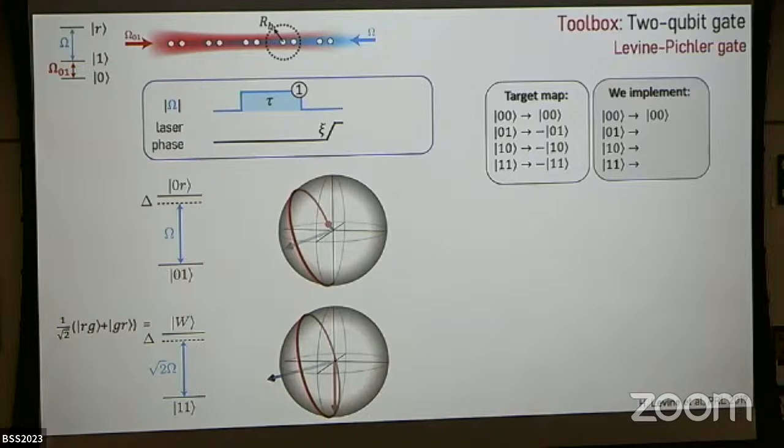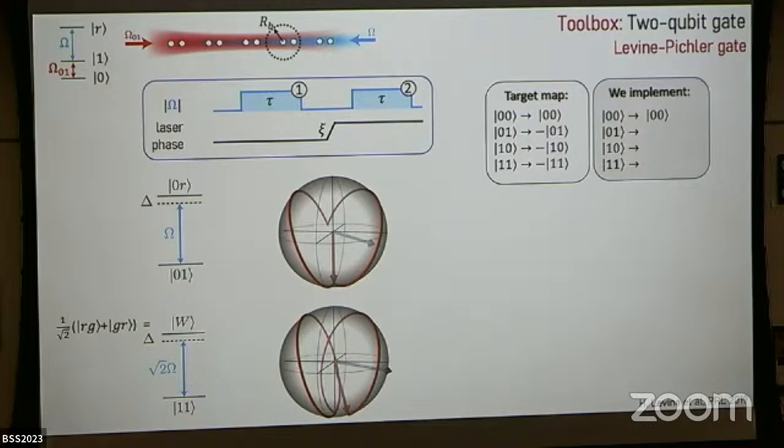So what we do next is we change the phase of our laser, and doing that basically rotates the axis for our rotation, for the evolution of our system. And we choose this phase such that when you apply a second pulse with the same duration, this two-level system completes the trajectory and ends up in the South Pole again. And this one does the same thing that it did before, so it does a full rotation on the Bloch sphere.